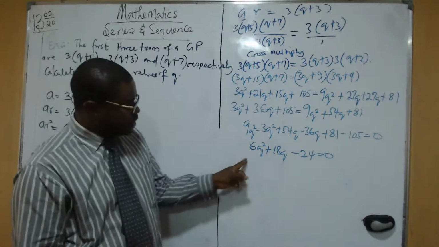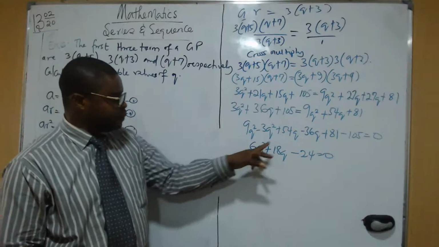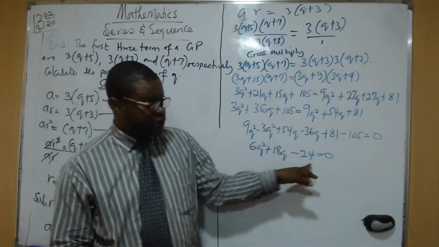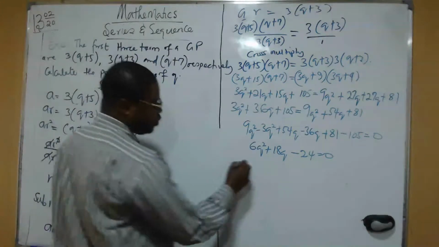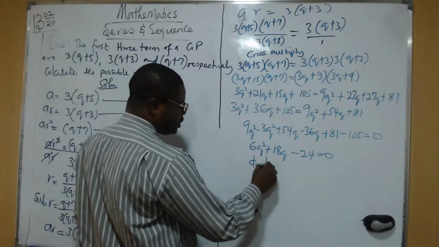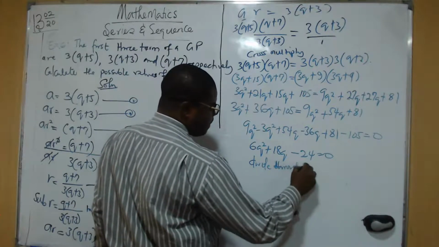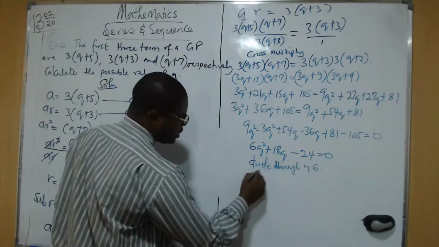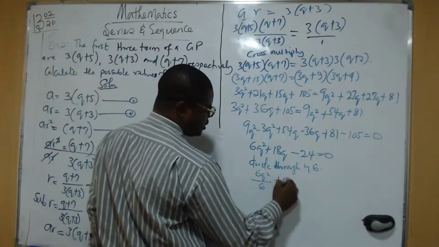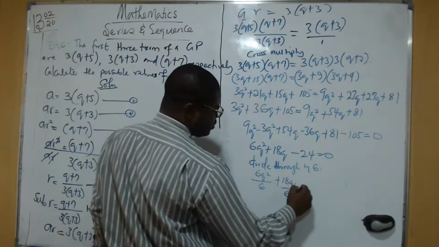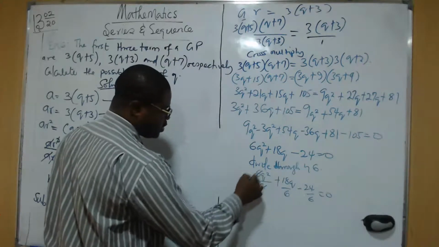Now take a look at this. We notice that 6 is common to all of them. 6 can go here, 6 can go here, 6 can go here. So since 6 can go in all of them, I have to reduce the value for easy solving. Just divide through by 6. 6Q squared over 6, plus 18Q over 6, minus 24 over 6 equals to 0.